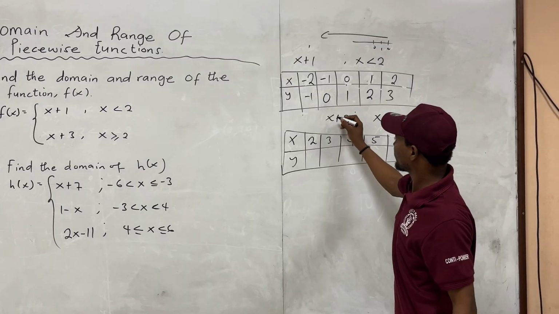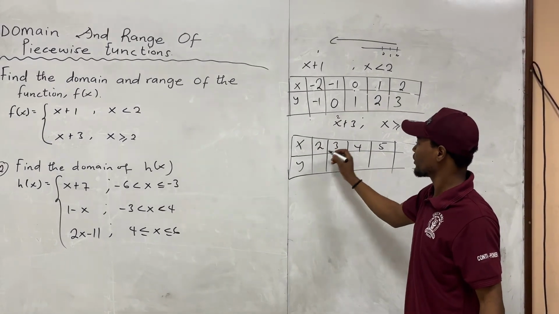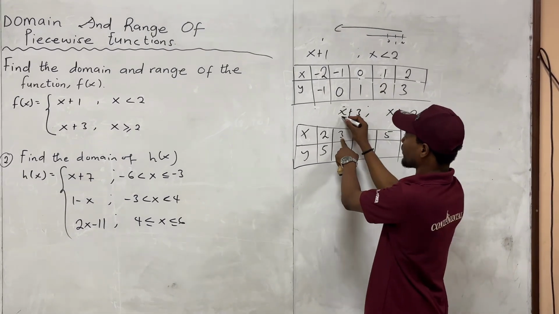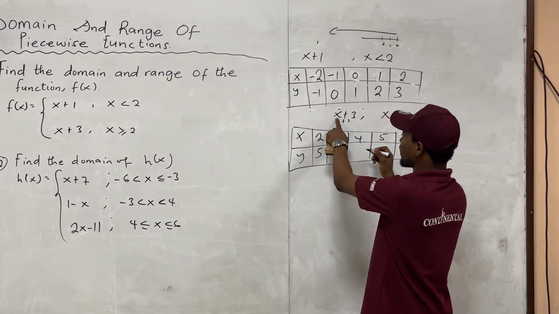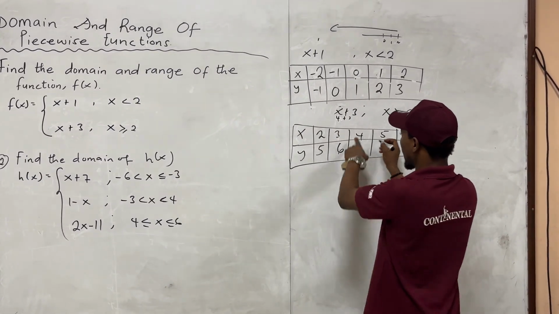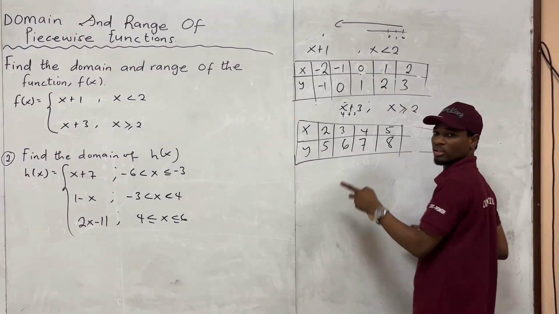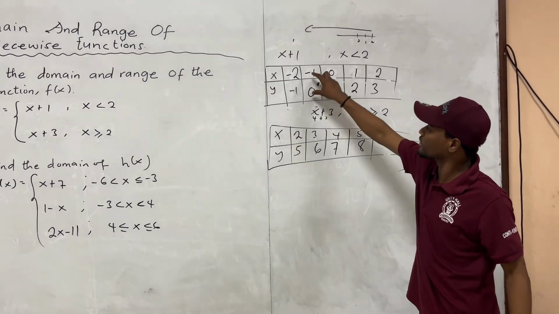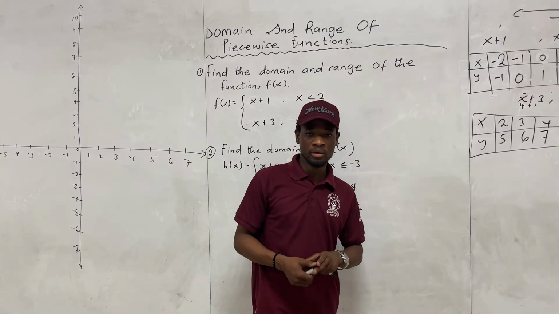Now, if x is equal to 2, what do I have? 2 plus 3 is 5. If x is equal to 3, so I have 3 plus 3, I have what? 6. If x is equal to 4, what do I have? 7. So for 5, I have 8. Alright, good. So viewers are going to plot this and that on the same graph.